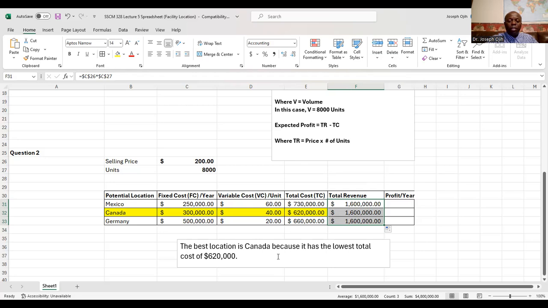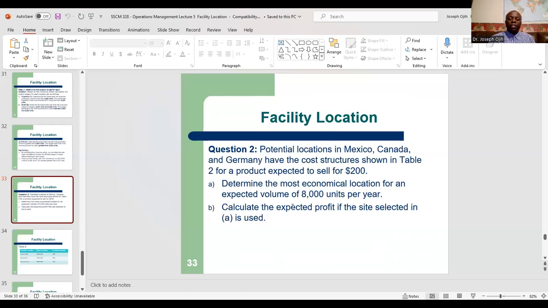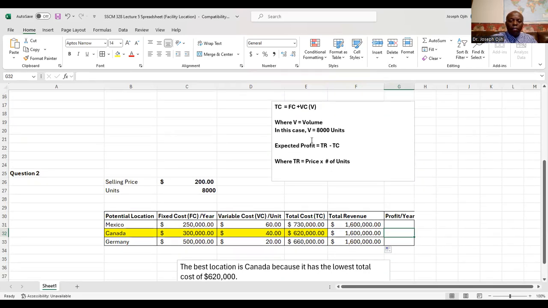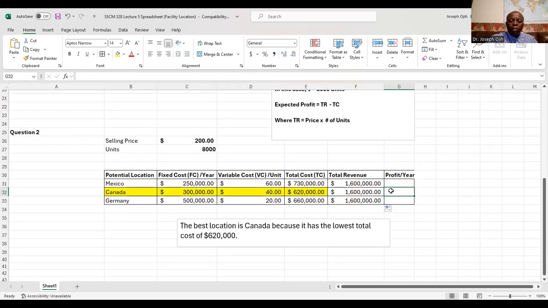Because it says here in the question, calculate the expected profit if the site selected in part A is used. The site selected in this case is Canada. So let's find the profit only for Canada. Profit per year. Profit again is total revenue minus total cost. So click only for Canada. Put the equal sign. Profit will be easy. Total revenue is this minus total cost. Total cost is right here for Canada. And that gives us a profit of 980,000.